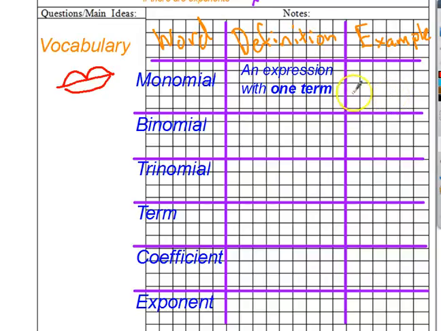Okay, and an example of a monomial is 3x to the third. So that only has one term. Even though there's a 3 and an x and a little number 3 on top, there's only one term there, and so it's a monomial.